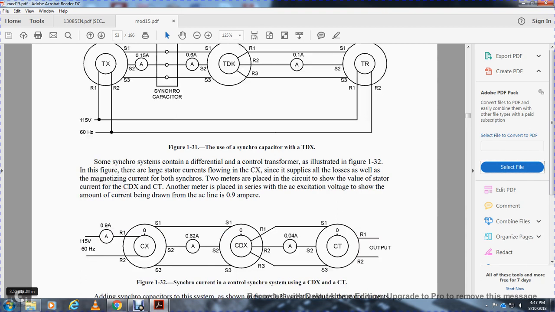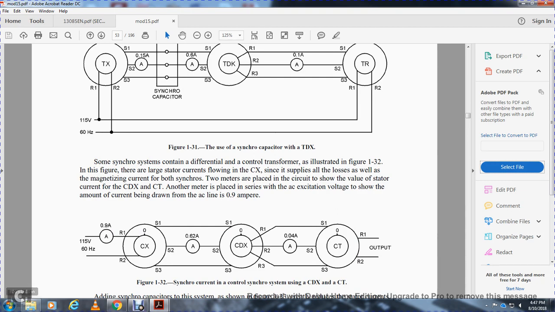Figure 132 illustrates the state of the current flow with the control transmitter. Since they apply the loss of the voltage as well as the magnetism of the current, both the synchro meters are displayed to show the state of the current of the control differential transmitter and the control transformer, and another meter displays the series of the excitation voltage over the amount of the current being drawn from the AC line, 0.9 amperes.